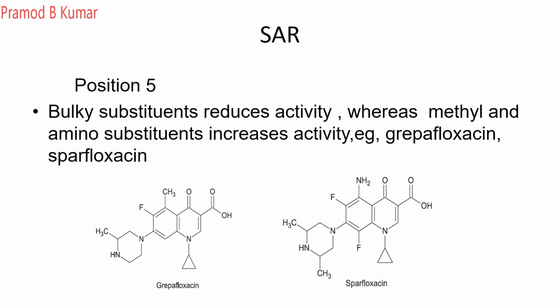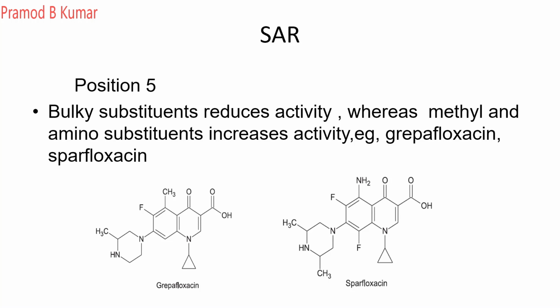Now let's go for the fifth position. There should not be any bulky substitution. The substitution at the fifth position should be very small. Either a methyl or amino substituent increases the activity, for example, grepafloxacin and sparfloxacin. In sparfloxacin there is an amino substitution, and in grepafloxacin there is a methyl substitution. So this is the substitution at the fifth position. The fifth position should contain an alkyl or a smaller amino group.